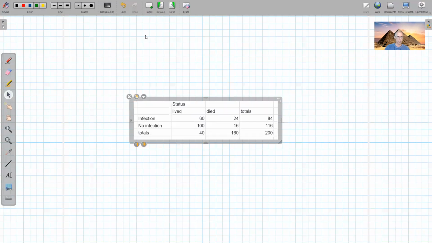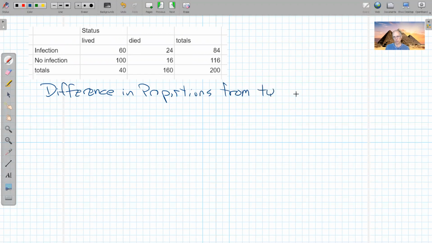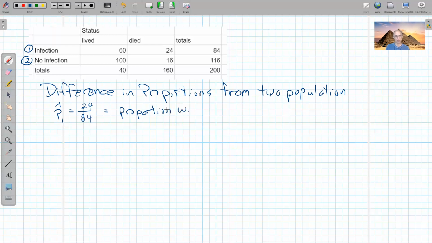And this time we're going to do a hypothesis test. So for a hypothesis test for a difference in 2 proportions, we assume as the null that there is no difference. So again, difference in proportions. 2 populations. So I'm saying population 1 is the people in the ICU with an infection. Population 2 is the people without an infection. So my P hat 1 in this case is the 24 people who died out of the 84. That was the proportion with an infection.